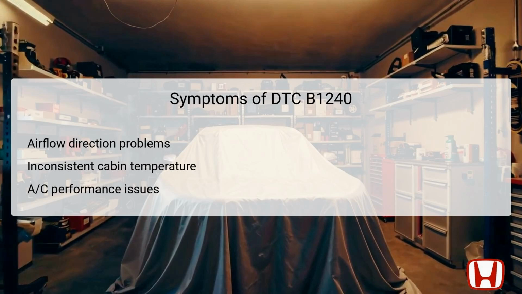When experiencing DTC B1240, certain symptoms can become evident during vehicle operation, particularly related to the climate control system. One common symptom is inconsistent airflow direction, which may manifest as air not blowing from the correct vents as selected by the user. Additionally, there can be noticeable fluctuations in cabin temperature, leading to discomfort for passengers.